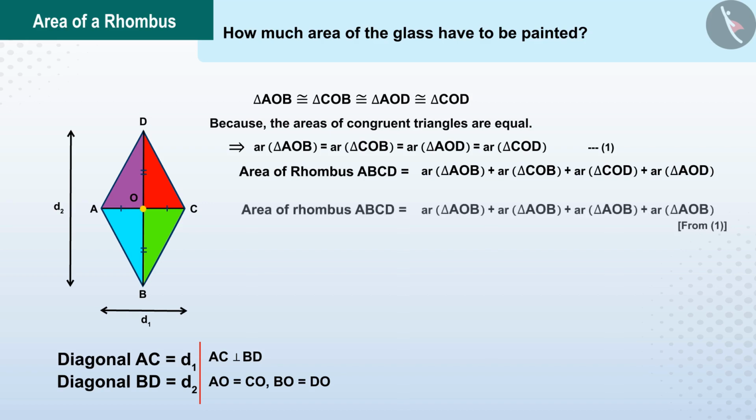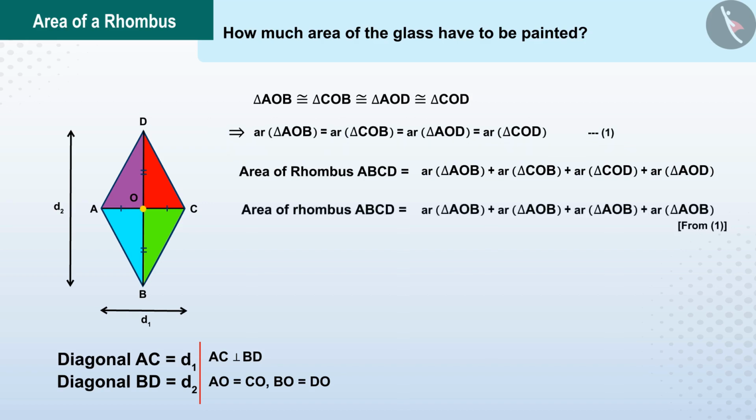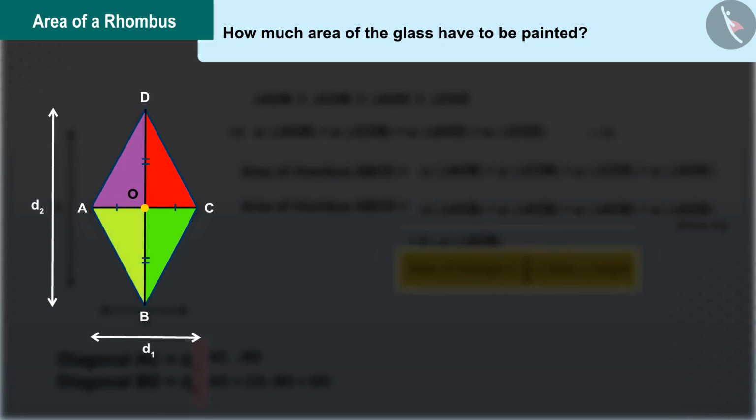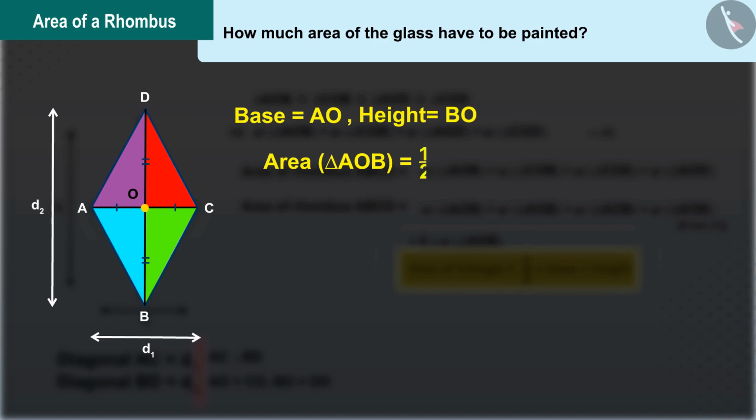The area of the rhombus ABCD is the product of 4 and the area of triangle AOB. The formula for the area of a triangle is 1 by 2 times the base times the height. Let us now find the area of triangle AOB. The base of triangle AOB is AO and the height is BO. Thus, the area of triangle AOB is half the length of AO times the length of BO.